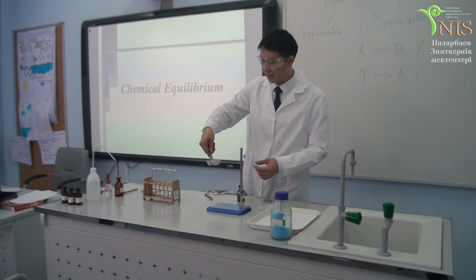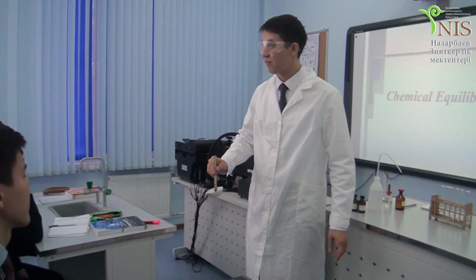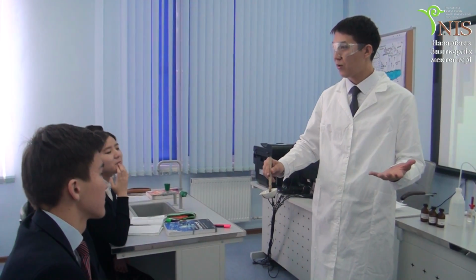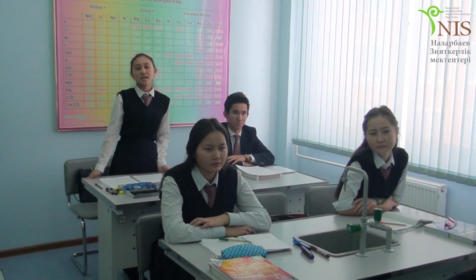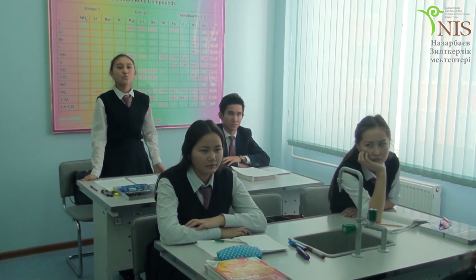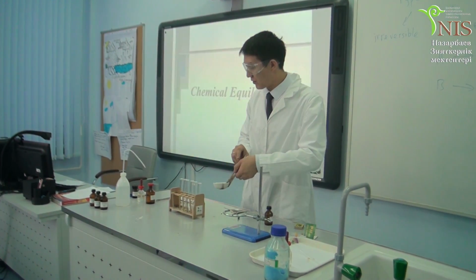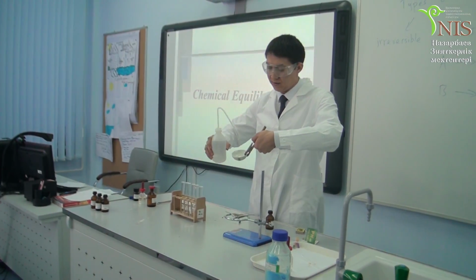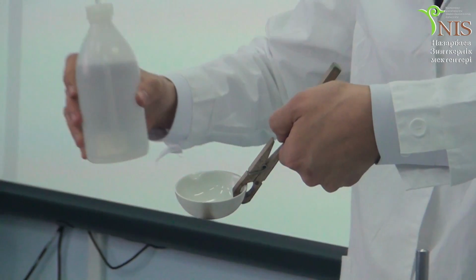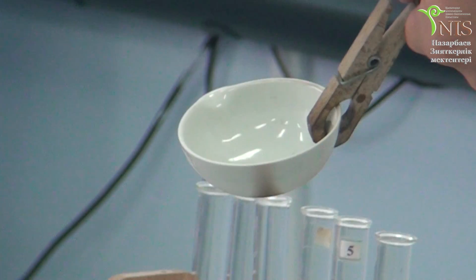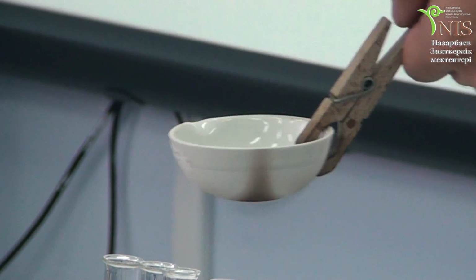Okay, now let's have a look. What happened to the hydrated copper sulfate? Okay, what can you see? The blue color of hydrated copper sulfate changes to white. Very nice. Okay, and if we add some water to anhydrous copper sulfate, it will immediately change to blue in color, and it will produce hydrated copper sulfate solution.